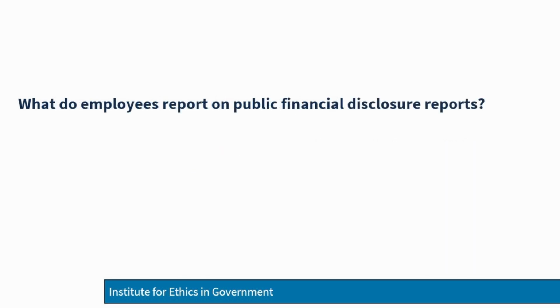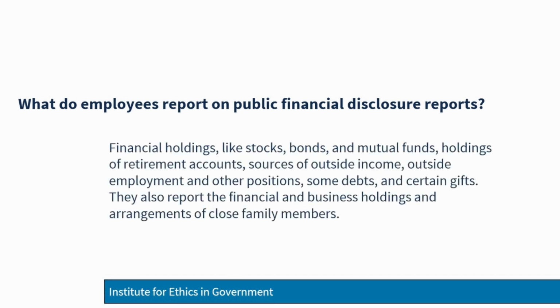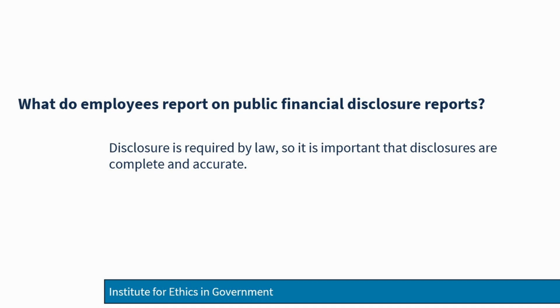So what do employees report on the OGE Form 278? They report their financial holdings like stocks, bonds, and mutual funds, the holdings of retirement accounts, sources of outside income, outside employment, and other positions, some debts, and certain gifts. They also report the financial and business holdings and arrangements of close family members. I encourage you to read carefully the instructions on the OGE Form 278 to become familiar with what needs to be reported. And again, because disclosure is required by law, these reports must be made publicly available, so it is vital to ensure that all required information is included on the form.